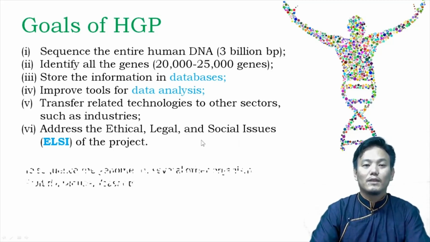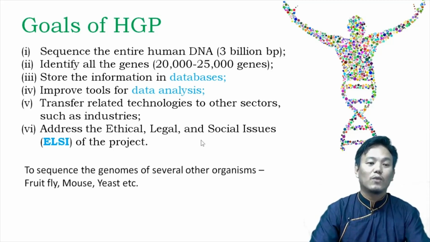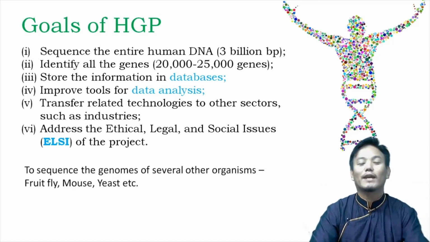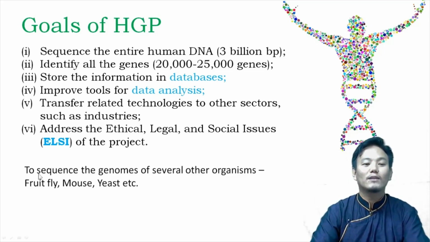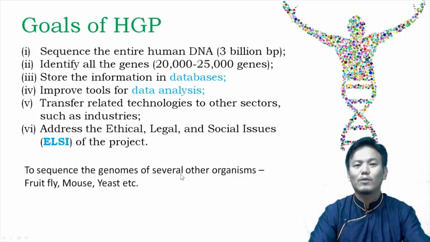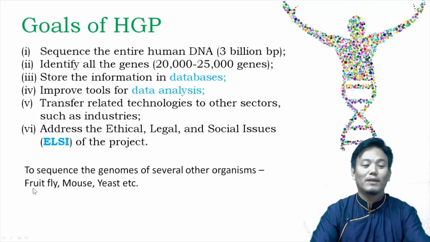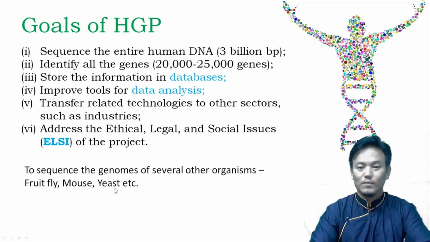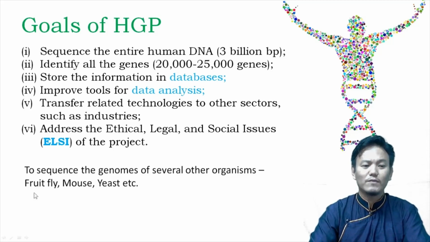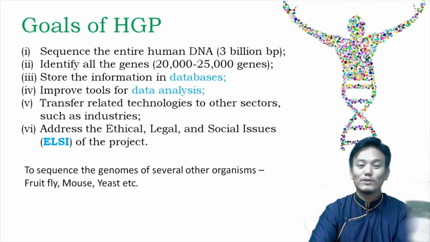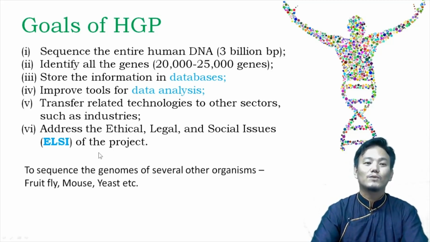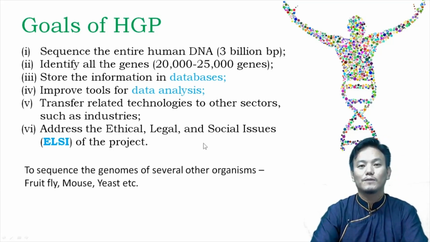Okay. Now, apart from that, they wanted to sequence the genomes of other organisms as well, right? The primary goal is to sequence the human genome. Along with that, they also wanted to sequence the genomes of some other medically important, biologically important organisms like the fruit fly, Drosophila melanogaster. They also wanted to sequence the genome of mouse, yeast, and other bacteria and other organisms. Why they wanted to do that was they wanted to compare the genes of human with genes of other organisms so as to draw some parallel between the two, right? So these are the goals of the Human Genome Project.